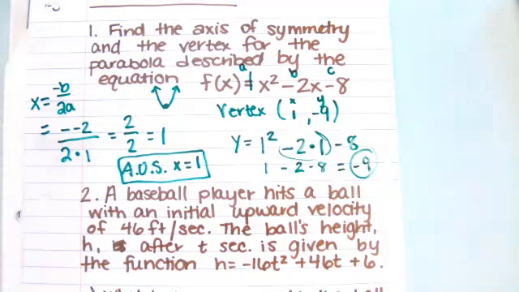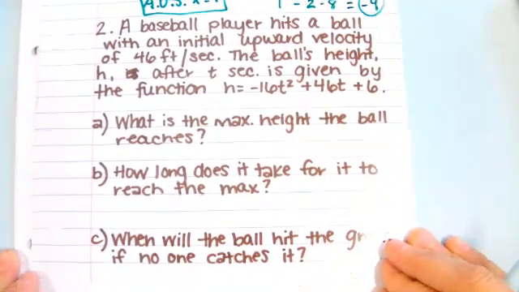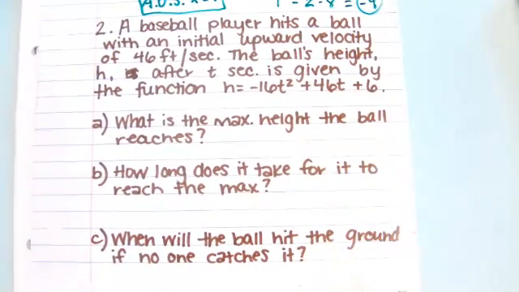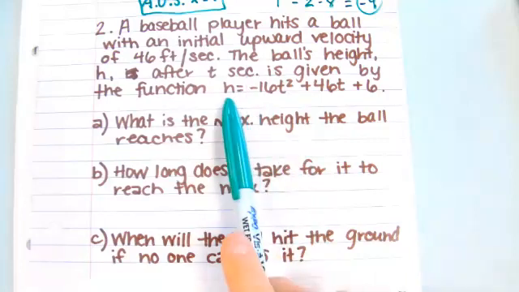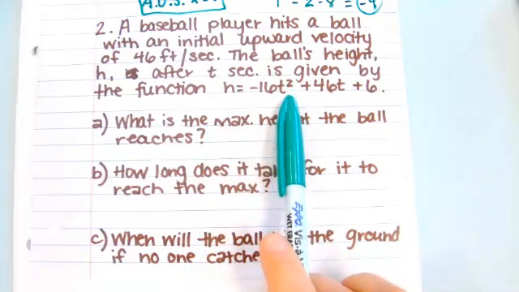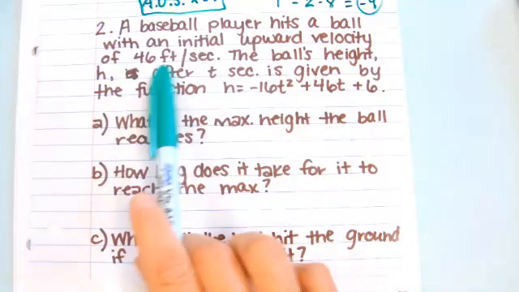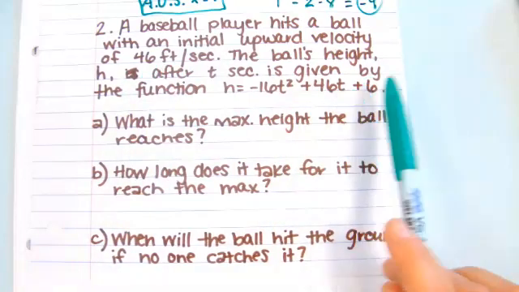All right. The next part I want to go over with you is the story problem that would go with 9-2. So here is an example of a story problem. A baseball player hits a ball with an initial upward velocity of 46 feet per second. The ball's height, h, after t seconds is given by the function h, which is height, equal to negative 16t squared. Remember, t is the time in seconds, plus 46t, right? 46 was the initial velocity, plus 6.